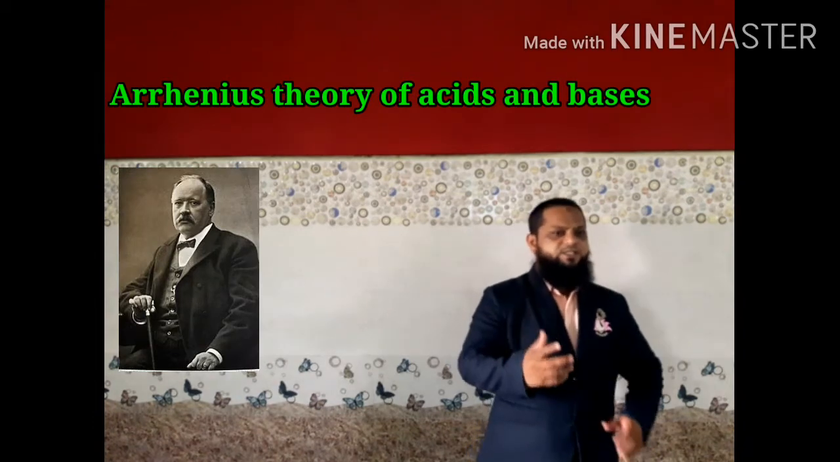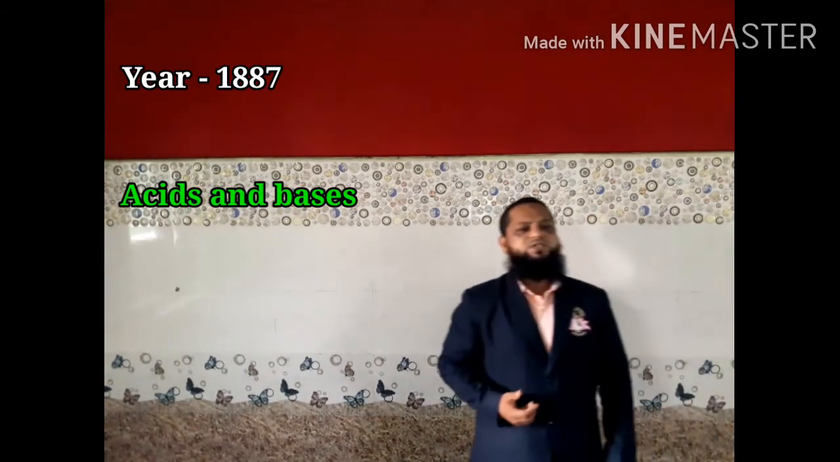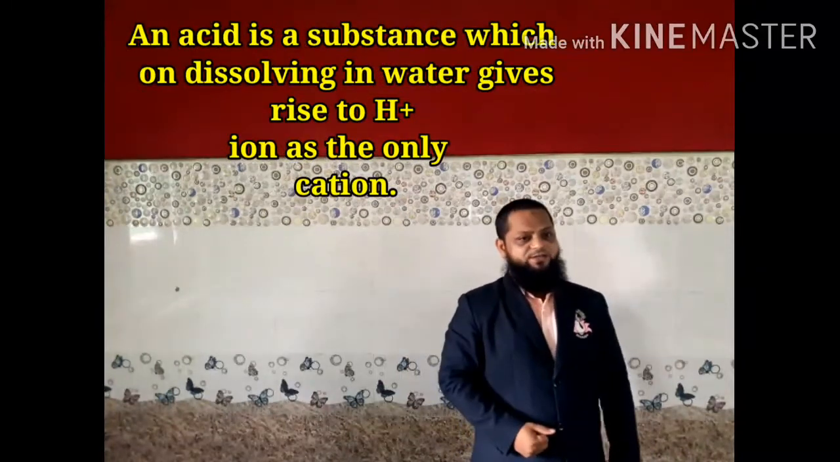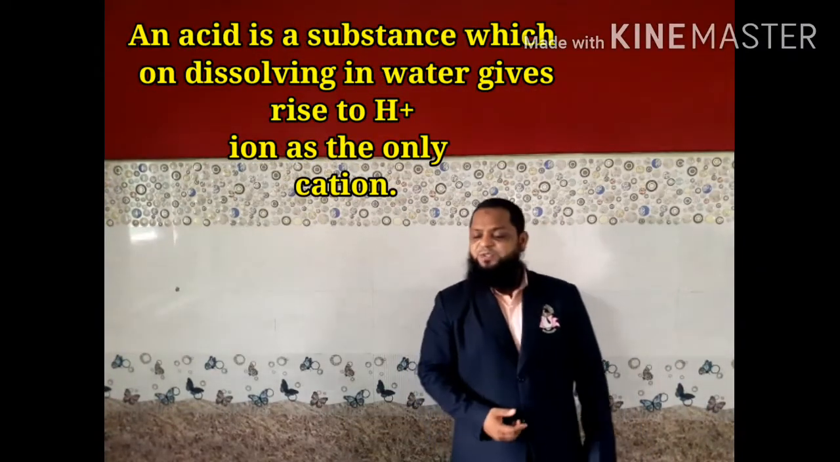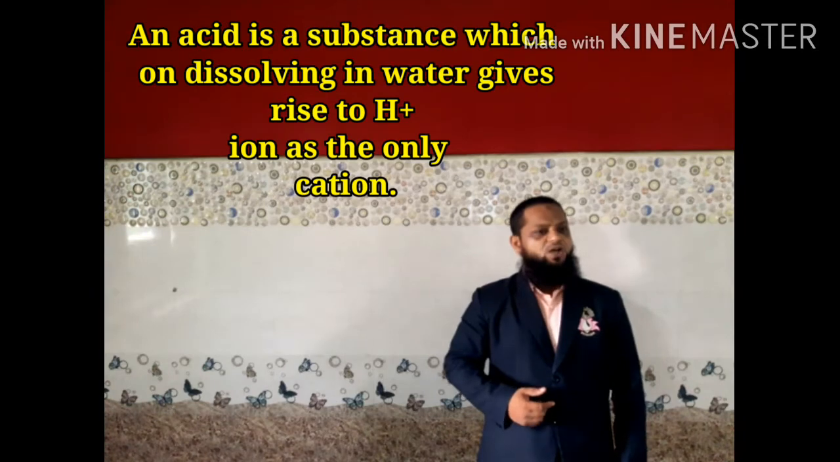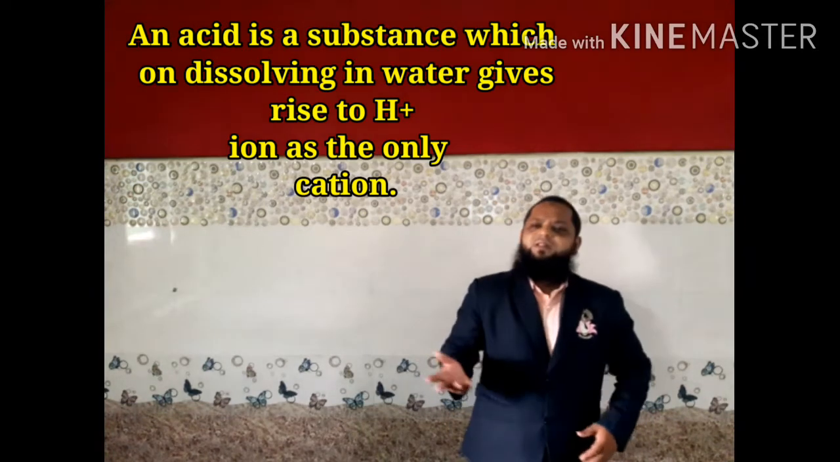Theory of acids and bases was discovered in the year of 1887. This theory gives the definition of acids and bases. Acid is a substance which on dissolving in water gives rise to H+ ion as the cation. For example, HCl, H2SO4, etc.